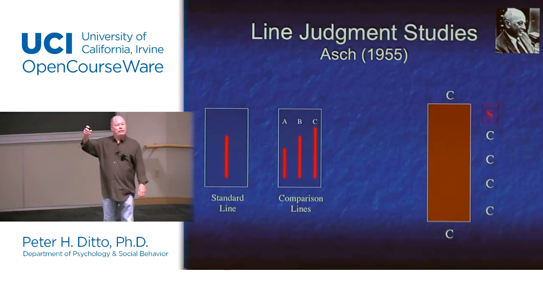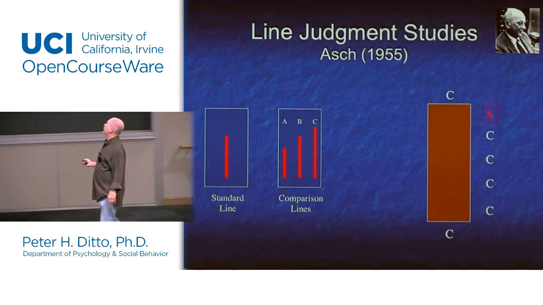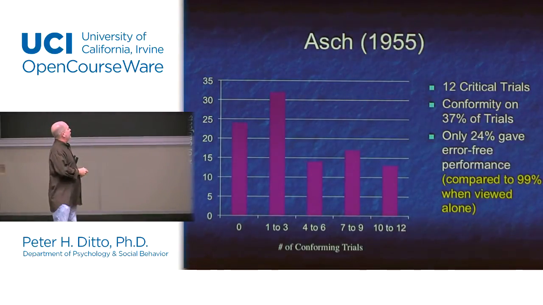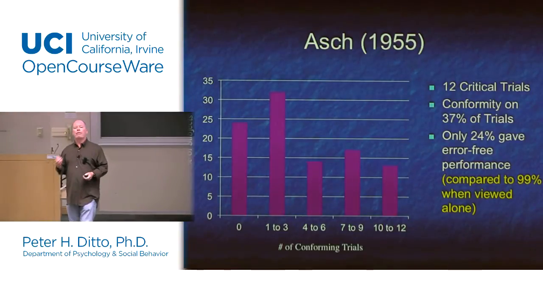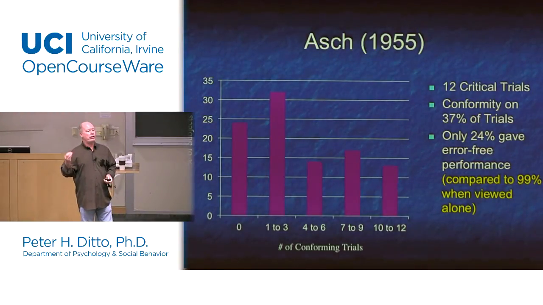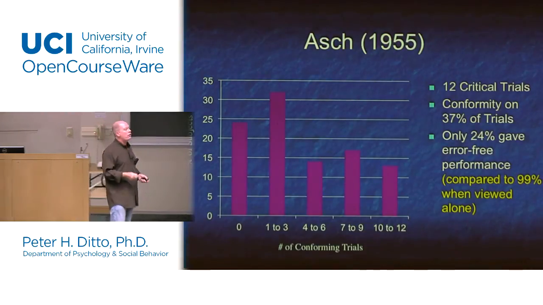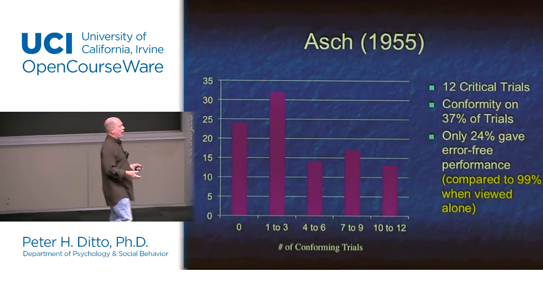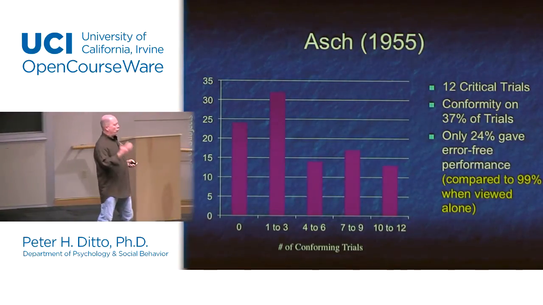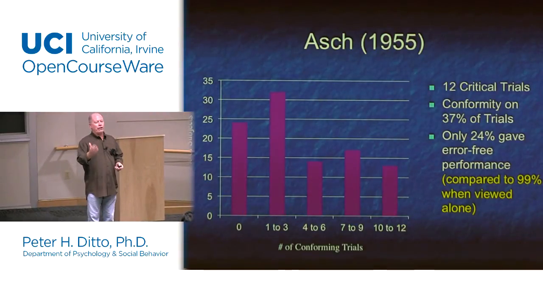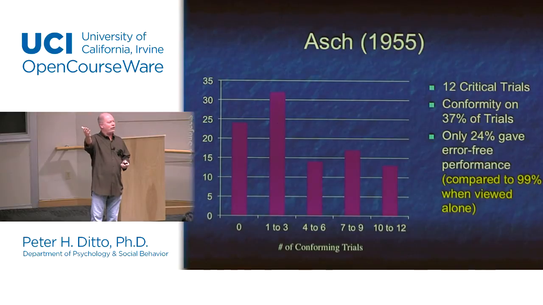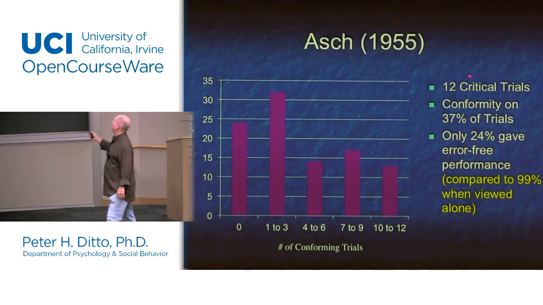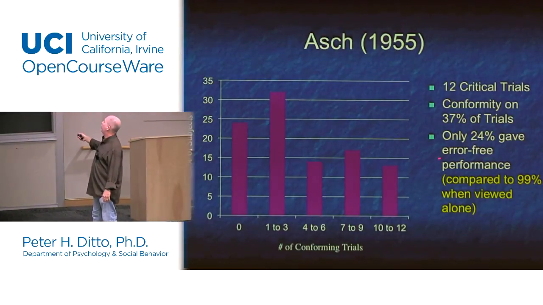And so he embedded 12 trials like this into this task that they were doing. There were 12 critical trials where everybody gave the wrong answer. And they looked at how often the subject gave the wrong answer. And what they found is that, yeah, conformity was lower. So there was only conformity on 37% of the trials. But think about that for a minute. 37% of the time, college kids would give the obviously wrong answer when they're staring at this thing, just because the other kids gave the answer. Again, and only 24% of people gave an error-free performance.